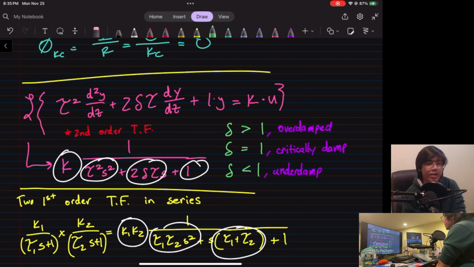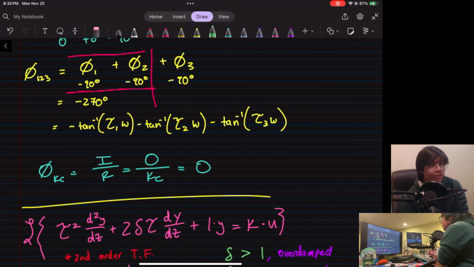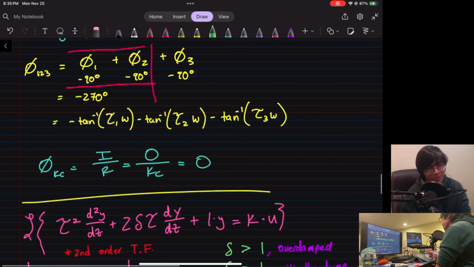So that phase lag, as we mentioned over here, will only reach that 2 times negative 90 degrees. So it'd be negative 180 degrees, and it'd be asymptotic. Is that the word for it, at negative 180 degrees? So it'd actually not be unstable.